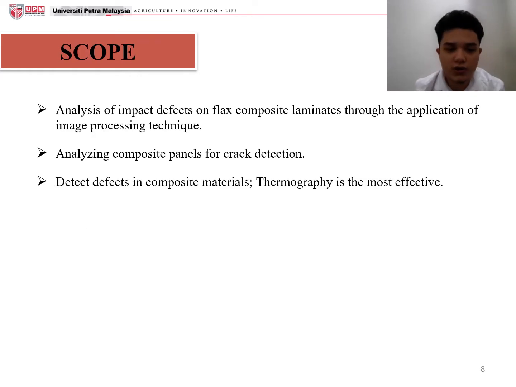And overall, the scope of the project is analysis of impact defects on flax composite laminate through the application of image processing technique, analyzing composite panel for crack detection, and last but not least, to detect defects in composite material. And the thermography method is the most effective one.